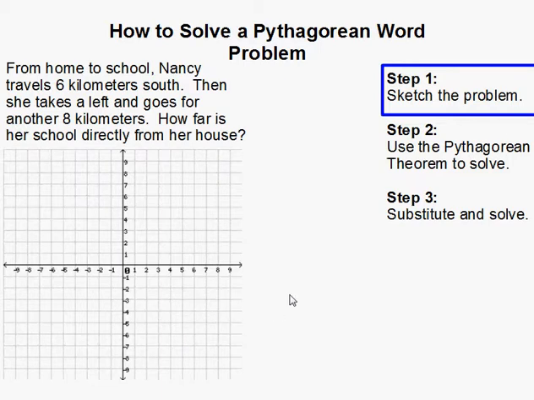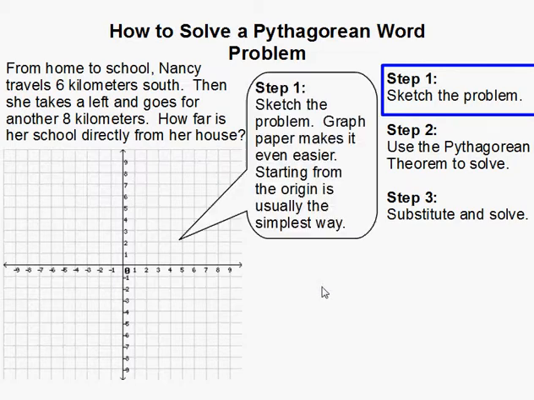Okay. The first thing you'd probably want to do is sketch the problem so you can see it. This makes it easier that way. So I'm going to start from the origin because it's just easier. That means her home is going to be the origin. Alright, that's her house. So she goes down 6 kilometers.